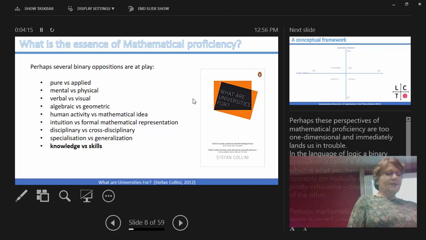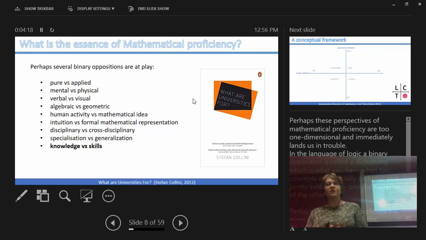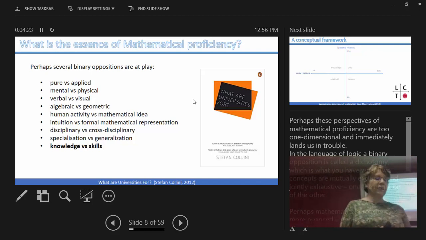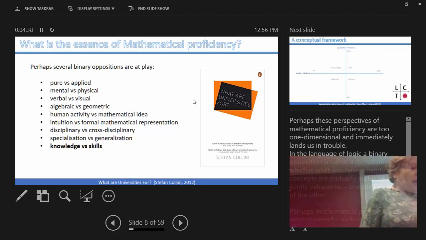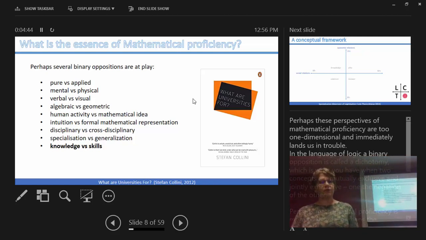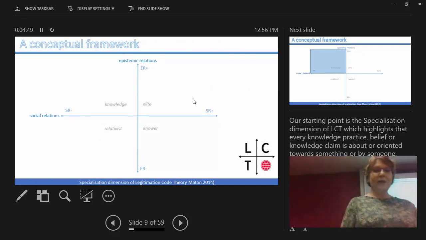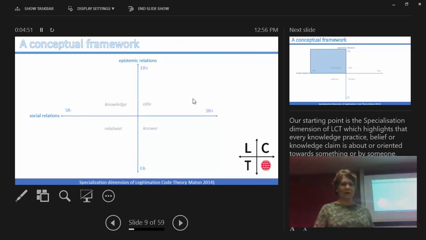So my suggestion is that mathematical proficiency is perhaps a little bit more nuanced, that we need to think of the essence of it in terms of what mathematical knowledge is and how we reason about it. But moreover than that, we don't think of them as binary oppositions, but we think of them as orthogonal to each other. And to this end, I've found that Maton's legitimation code theory has been very insightful. So I'll explain this in my understanding of this framework. So it's an orthogonal framework.